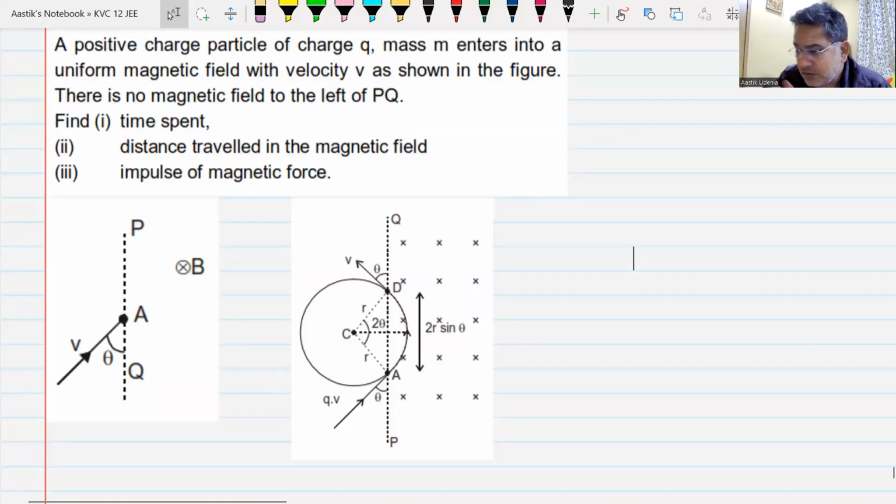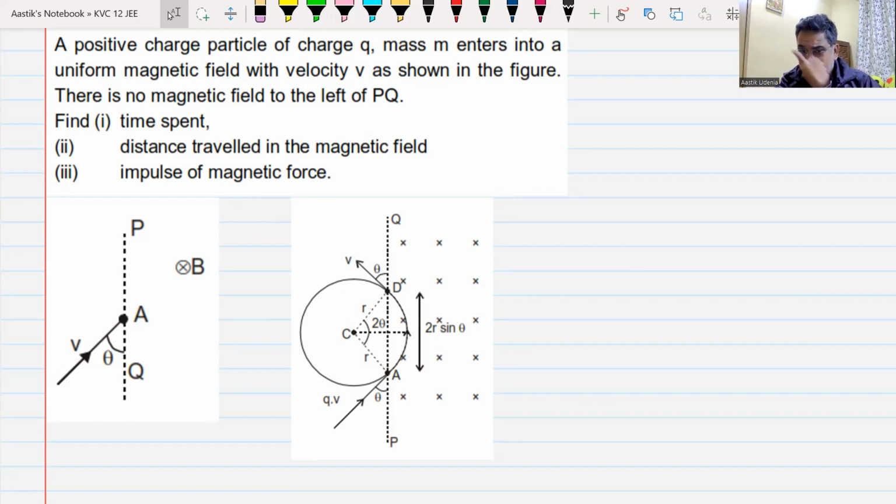So that was the question, and this is the well-drawn diagram. First of all, you have to find out where the center of the circle is. That is the most important aspect here. If you can find the center of the circle, after that, physics says bye-bye and it's all maths.